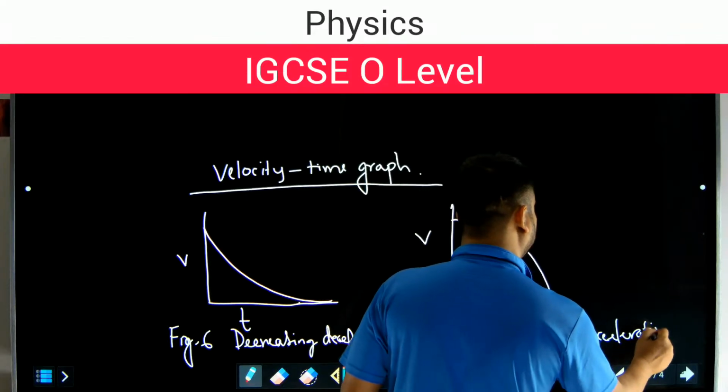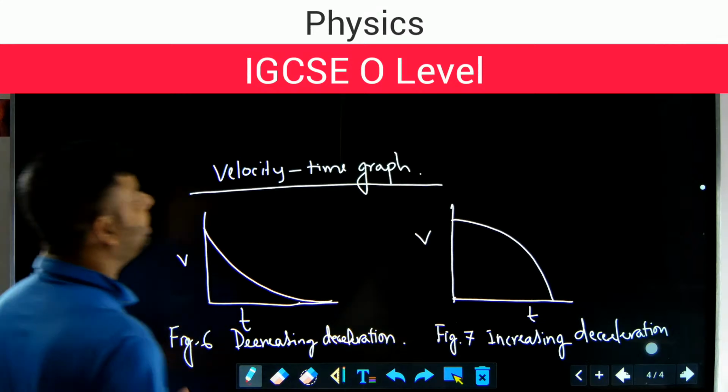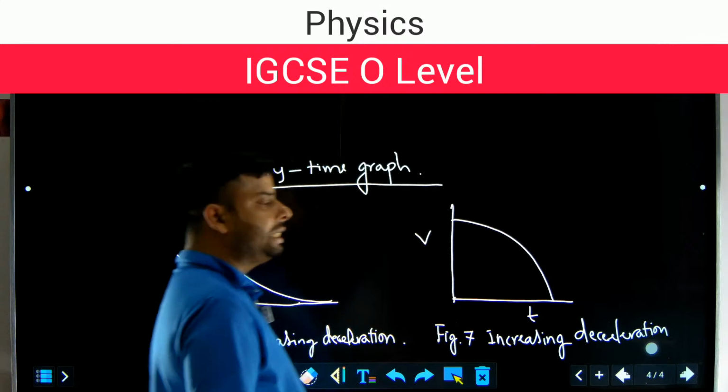Why deceleration? Because velocity decreases with time. And why increasing rate? Because the gradient of the graph increases with time. So remember one thing.